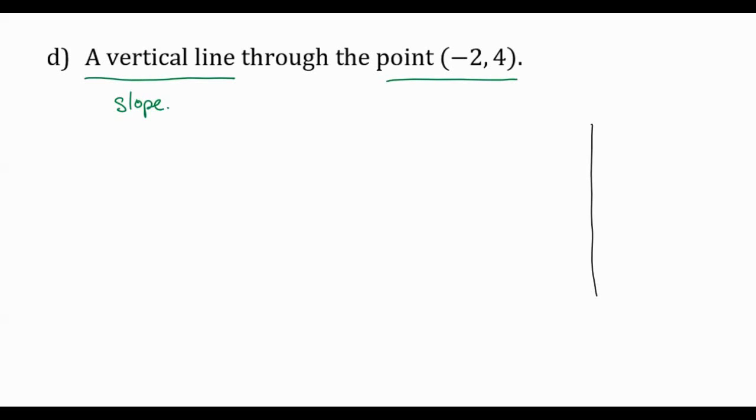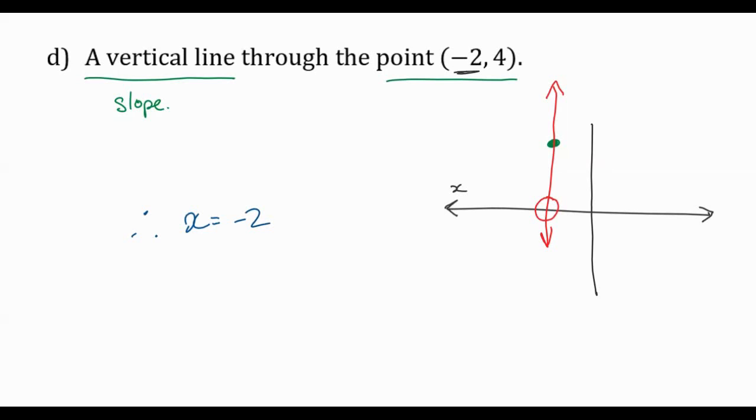And again, I might do a little sketch. What I'm going to do is plot this point. So watch. -2, 4. I don't care about the scale. And I'm going to draw a vertical line through it. And this vertical line is going through the x-axis. So that tells me it's x equals, and it's going to be x equals that value. And you just write it like that.